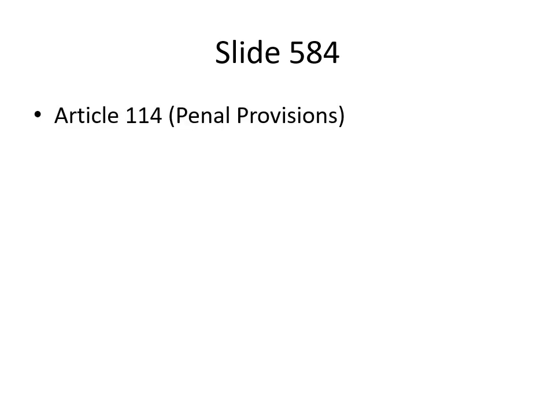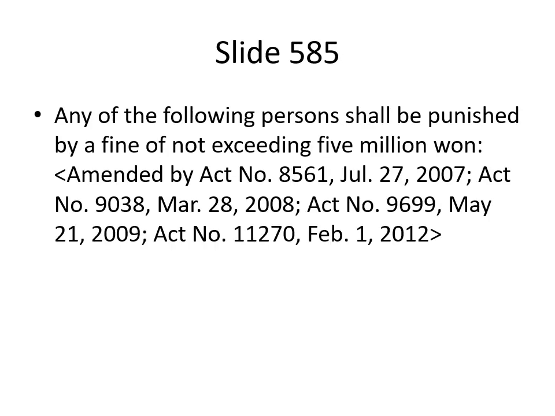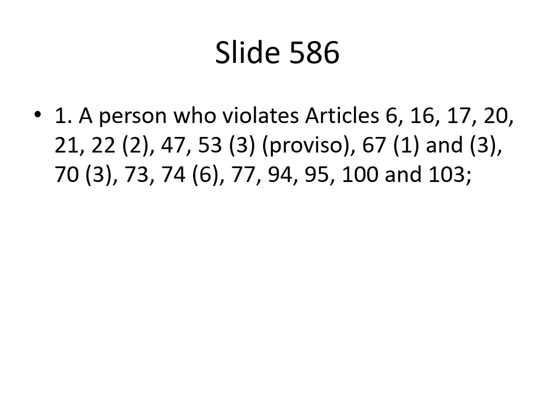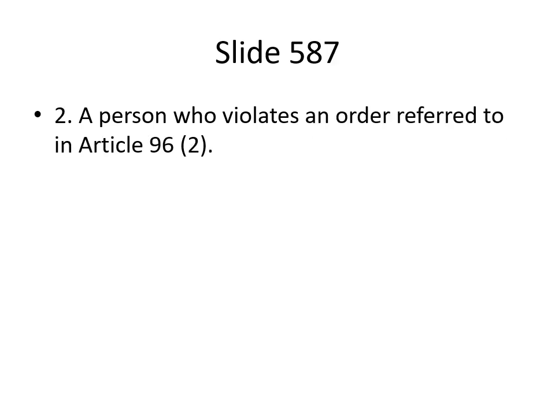Article 114, Penal Provisions. Any of the following persons shall be punished by a fine not exceeding 5 million won. <Amended by Act No. 8561, July 27, 2007; Act No. 9038, March 28, 2008; Act No. 9699, May 21, 2009; Act No. 11270, February 1, 2012> 1. A person who violates Articles 6, 16, 17, 20, 21, 22(2), 47, 53(3) Proviso, 67(1) and (3), 70(3), 73, 74(6), 77, 94, 95, 100 and 103. 2. A person who violates an order referred to in Article 96(2).